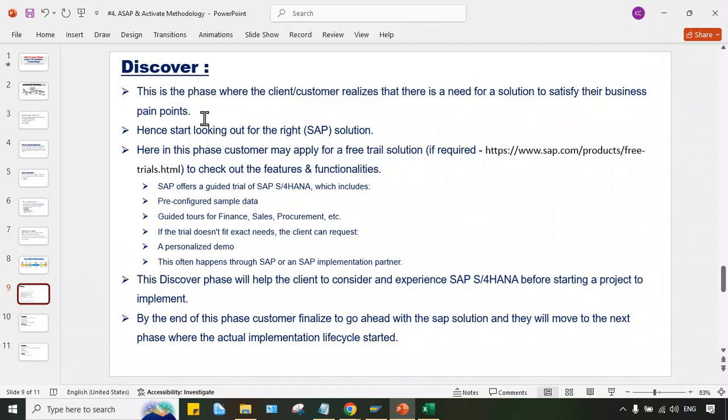What are these pain points? Pain points means management requires various different kinds of reports, and it is not possible to extract those reports from the legacy system, whichever legacy system they are using, whether it is Tally, Oracle, or whatever it is. They found that there are certain reports which are pretty important, but they are not able to generate them from the legacy system. Of course it's a kind of pain point for them, isn't it?